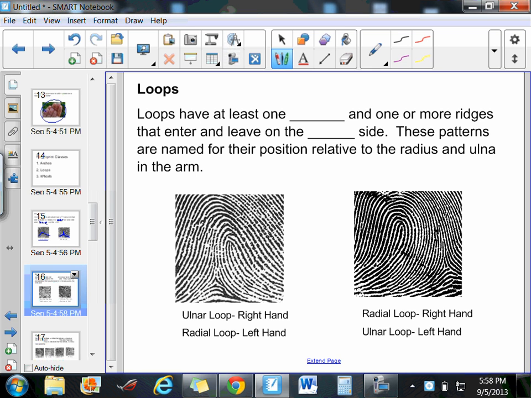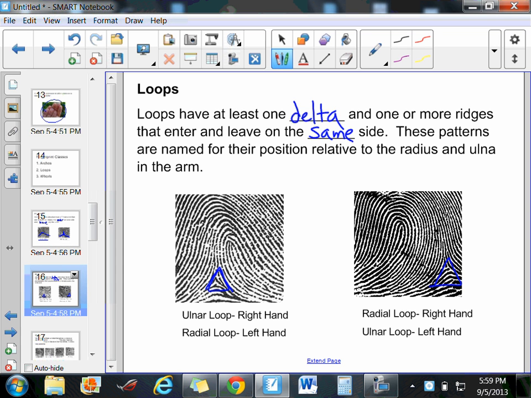Right, the next type are loops. Loops are going to have something called a delta. They need at least one of them. A delta is a triangle formed in the fingerprint pattern. So this is what a delta looks like in the fingerprints, and this is what it would look like over here. They also need to have a ridge that enters and leaves on the same side, so they form a loop.